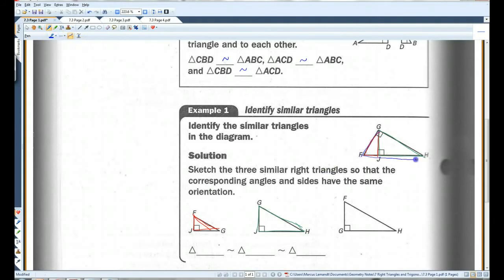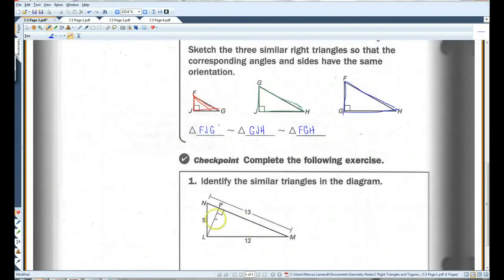The big triangle, in order to make it work, you actually have to flip it over so that the right angle lines up with the other triangles. All three of these triangles inside this figure are similar to each other. So triangle FJG, triangle GJH, and triangle FGH. Make sure your letters are in the right places. Okay?